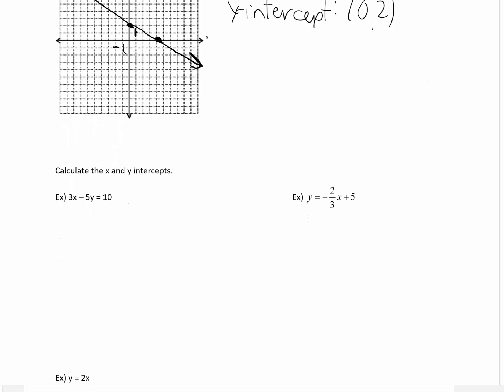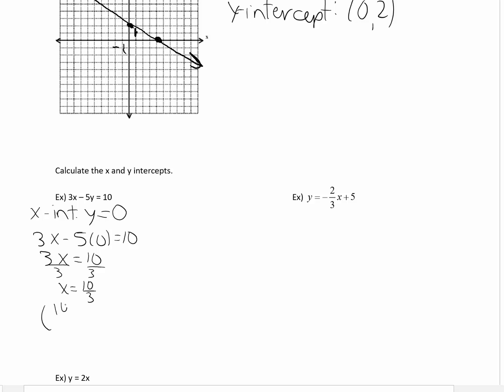Okay, so let's calculate the x and y-intercepts. All right, let's start with this equation here. The x-intercept, we know y is 0. Well, that's 3x equal to 10. Divide by 3. And x is 10/3. So the ordered pair here is (10/3, 0), or if you want to put 3 and 1/3, that's fine.